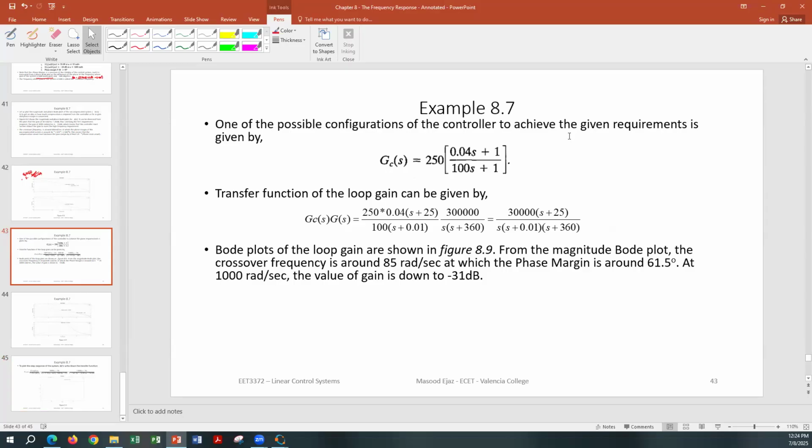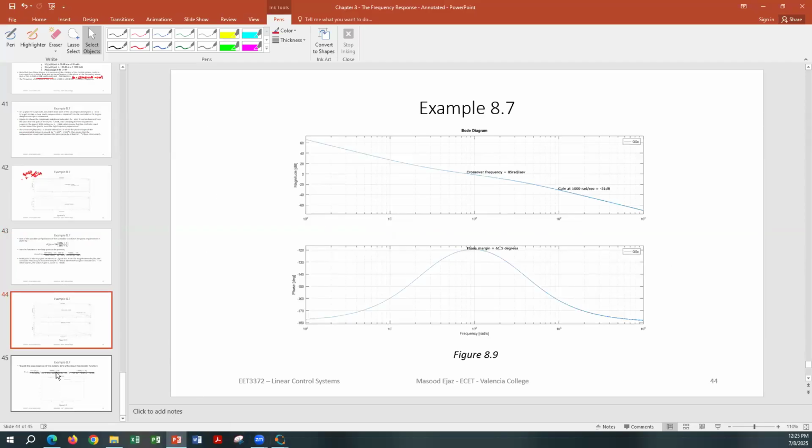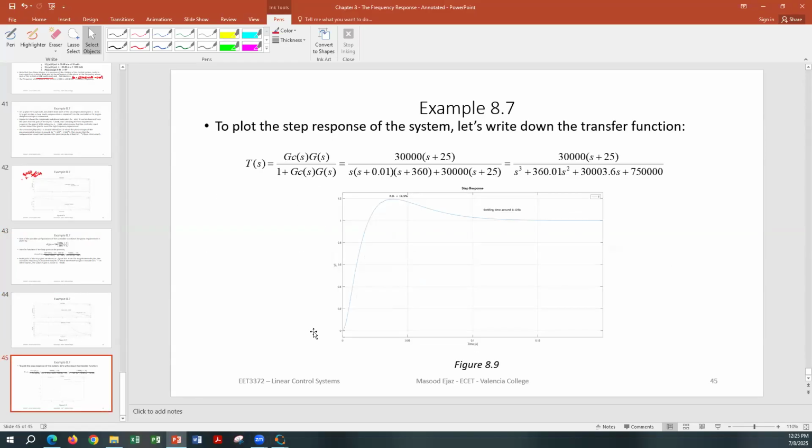So again, this is an example of how to use a Bode plot to design a system for the given specifications. This is from the book, but I added the Bode plots and the description over here. And this is the step response for that system using the transfer function, as you can see. It calculates the peak value, peak overshoot, the steady state value and so on. And that concludes this chapter.